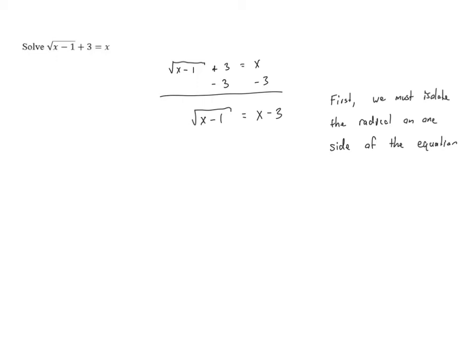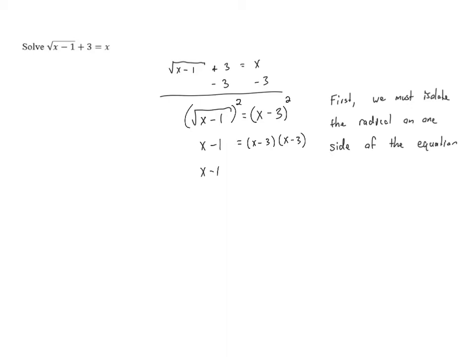Now that we have the radical isolated on the left-hand side, we can get rid of it by squaring both sides. So we need to square the left-hand side and the right-hand side. When we square the left-hand side, we're just left with x minus 1, because the square root and the exponent of 2 cancel each other out. Then on the right-hand side, x minus 3 squared just means x minus 3 times x minus 3. And if we want to expand the right-hand side, we're going to have to FOIL that out.